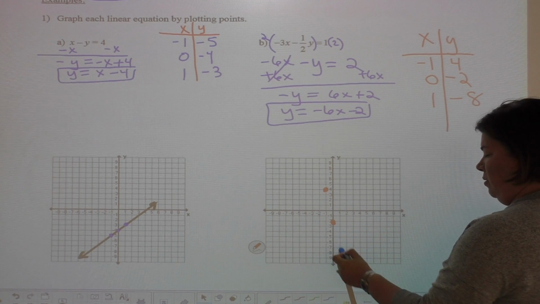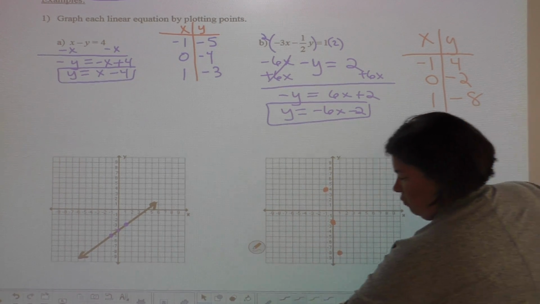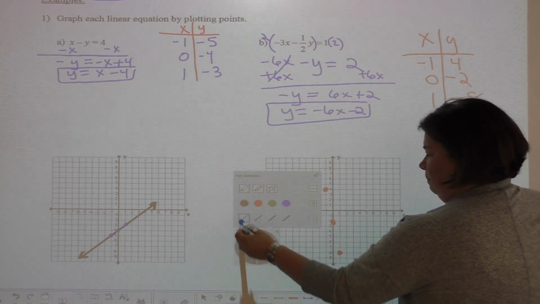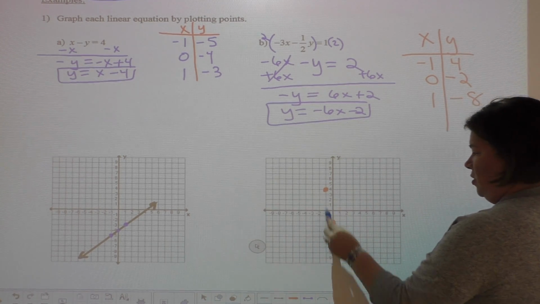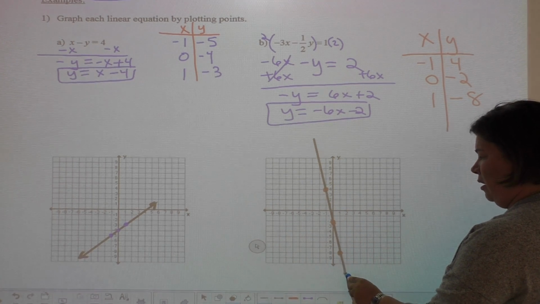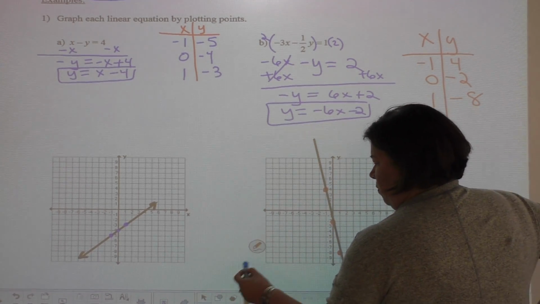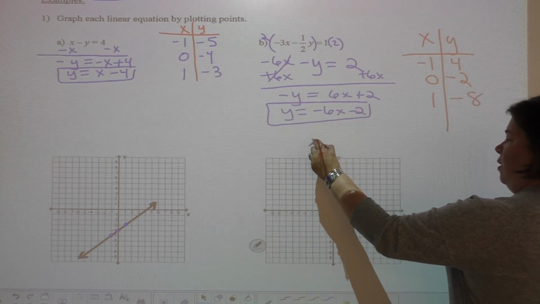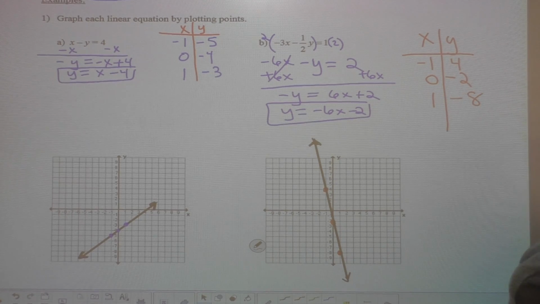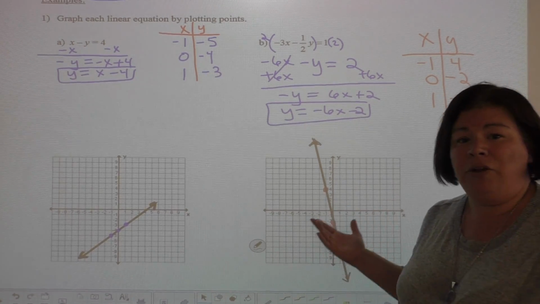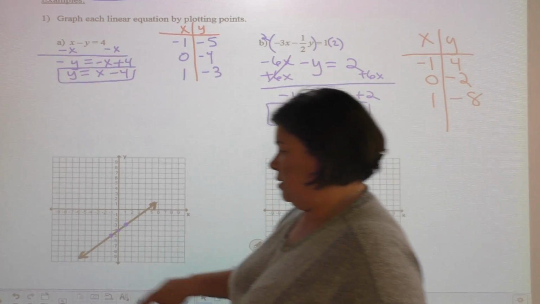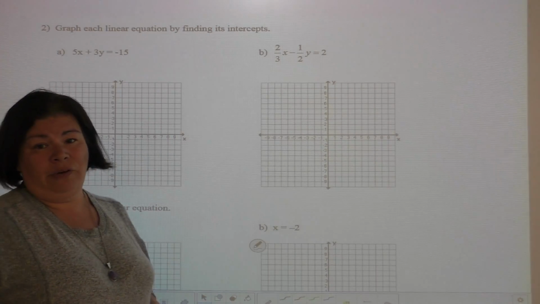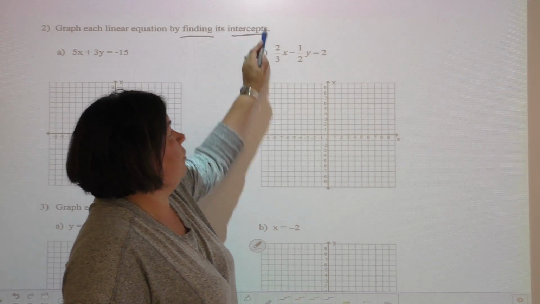I'm making sure these are big enough so when I draw my line through them, you'll be able to see that. Again, make sure that your line goes through all of those points, whether you had 2 or 3 or 4 points. There you go, and we have arrowheads in both directions. So that's how you graph linear equations by plotting points. In our next topic, we're going to be graphing linear equations by finding the intercepts.